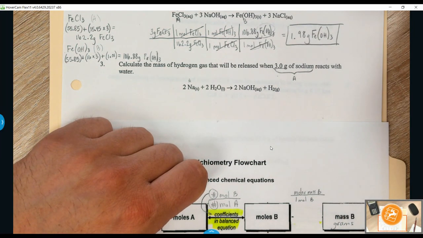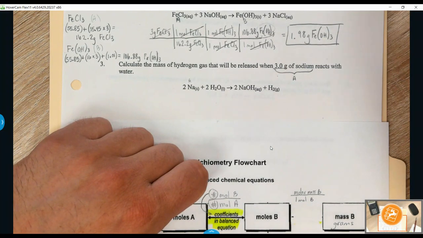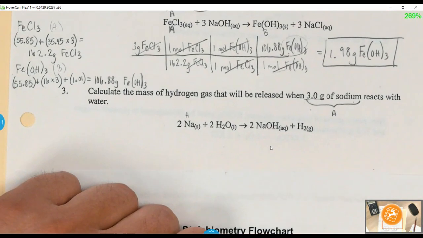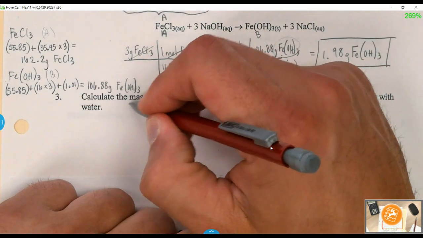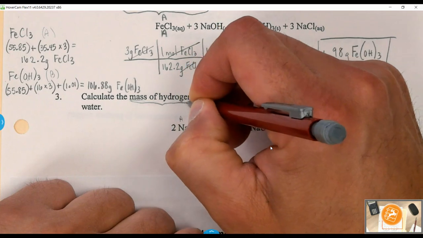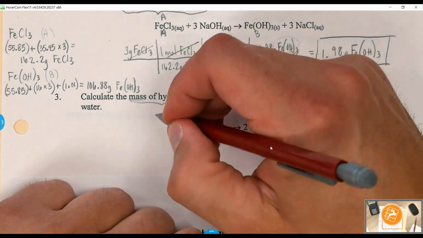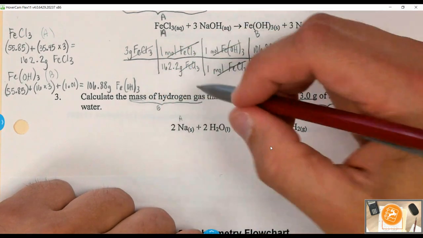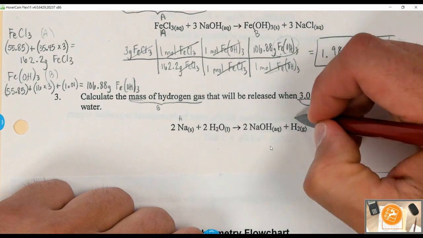And now what's substance B? Is it water or is it hydrogen gas? Very good. It would be hydrogen gas. Because why? They said calculate the mass of that gas. Anyway, that would be substance B. And where is that? H2 over here.